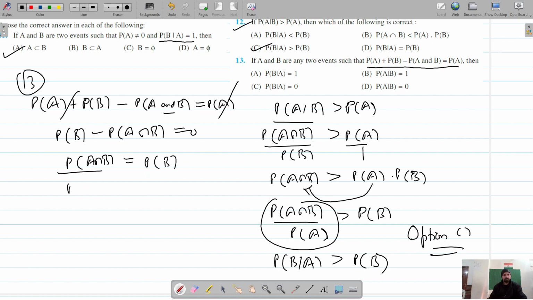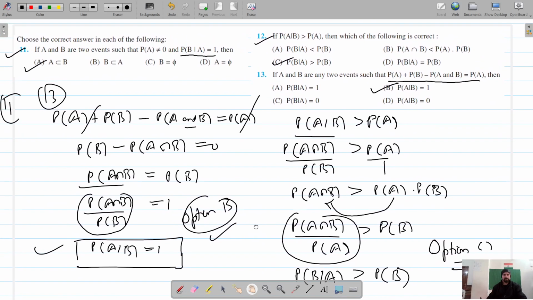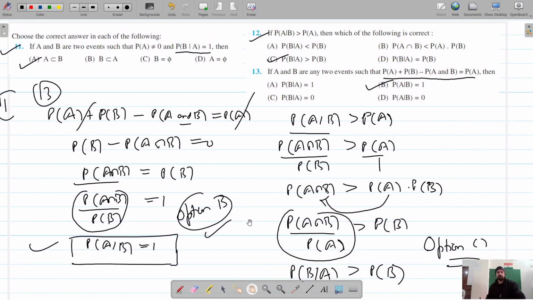And this can be written as the probability of A intersection B upon the probability of B is equal to 1. So this is the probability of A by B is equal to 1. This is what comes as the conclusion. And if we check, our option is B. So B is the correct answer for question number 13. And this completes our miscellaneous for chapter 13. Thank you for watching.